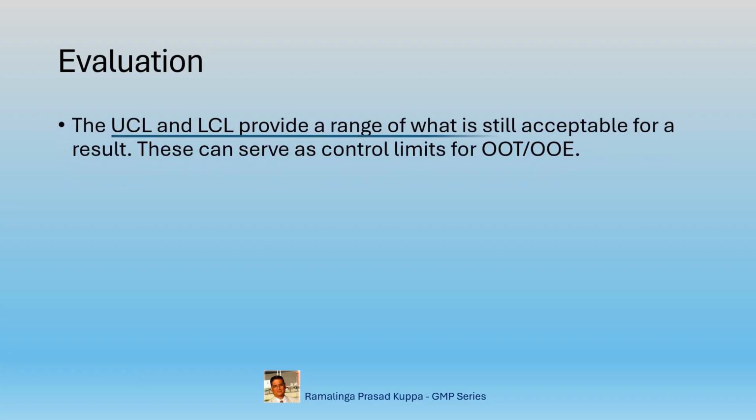The UCL and LCL provide a range of what is still acceptable for a result. These can serve as control limits for OOT and OOE. These are important and useful statistical tools available for data evaluation to establish OOT and OOE. UCL and LCL will still be under the specification limits.